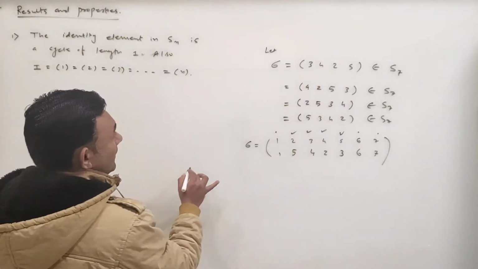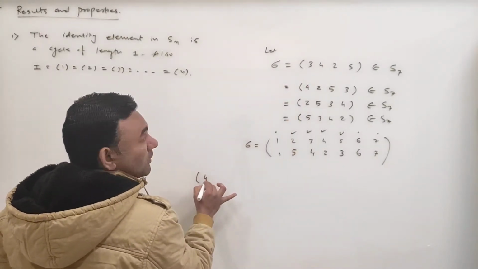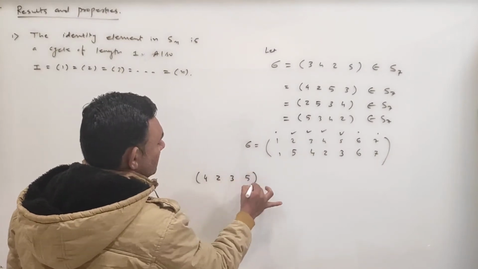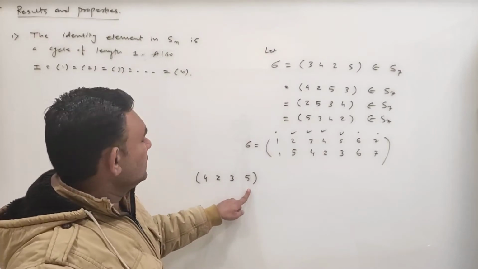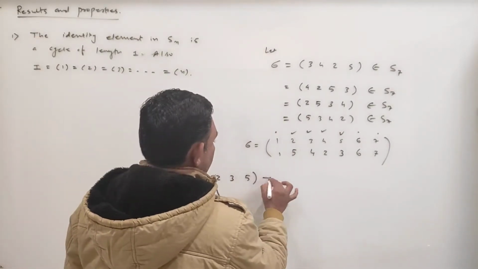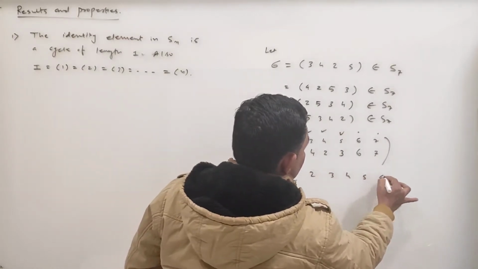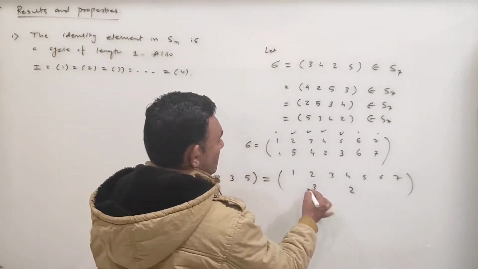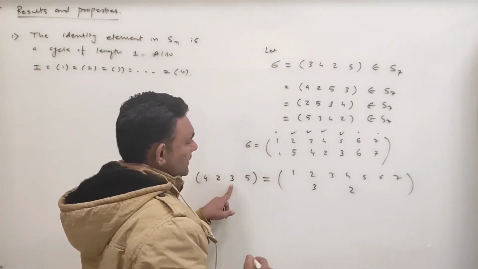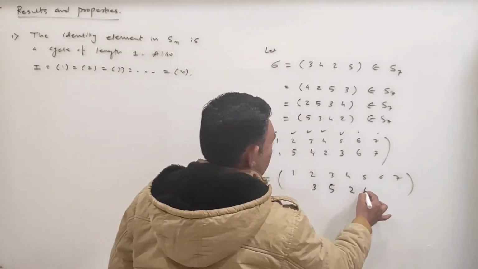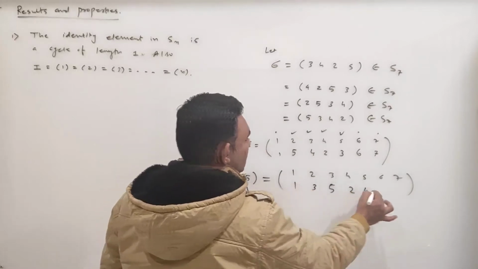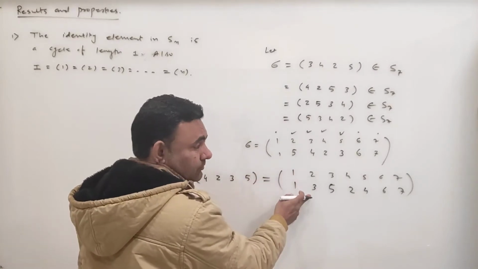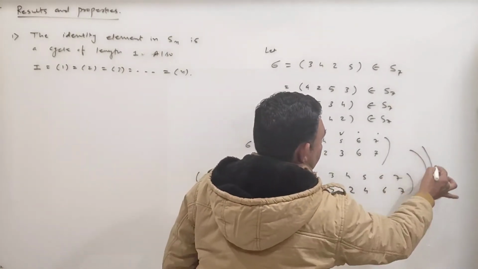See, if I consider it this way: 4, then 2, then 3 and 5. So what does it represent? 1, 2, 3, 4, 5, 6, 7. Image of 4 is 2, image of 2 is 3, image of 3 is 5, and image of 5 is 4, and images of 1, 6, 7 are as they are. So now you compare these two. Here image of 2 is 5 and here image of 2 is 3. So these two are not equal.